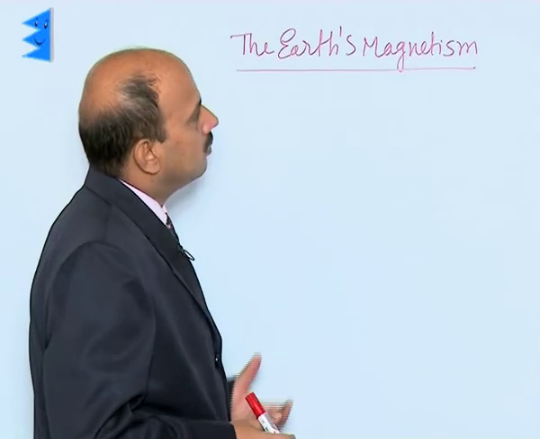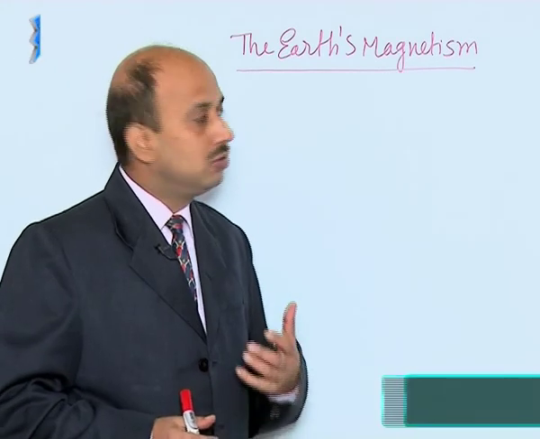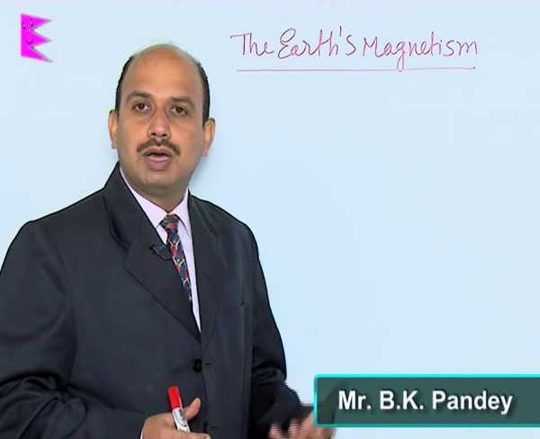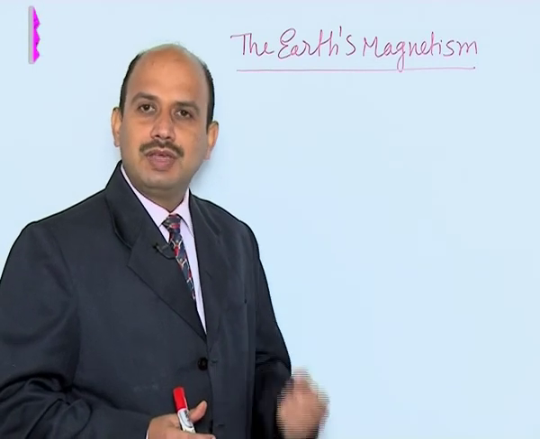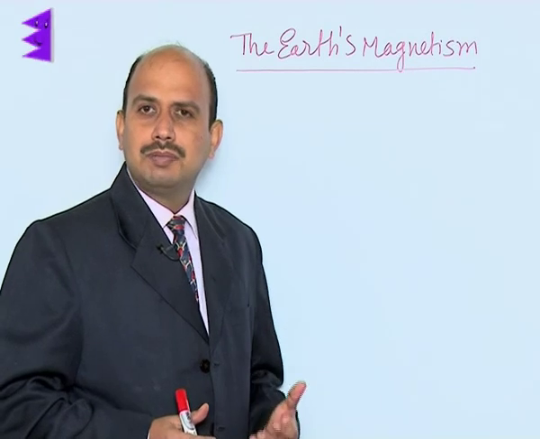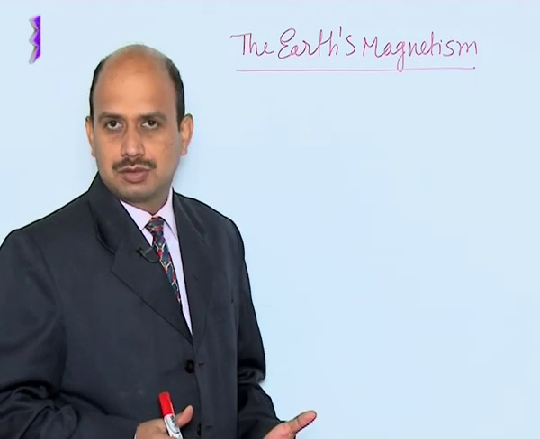Now see here, the Earth's magnetism. Earth's magnetism means here we are going to study actually about the magnetic field of the Earth. So now see here, the Earth has a magnet. We can verify it by taking the magnetic compass or the magnetic needle, or even by suspending the bar magnet.